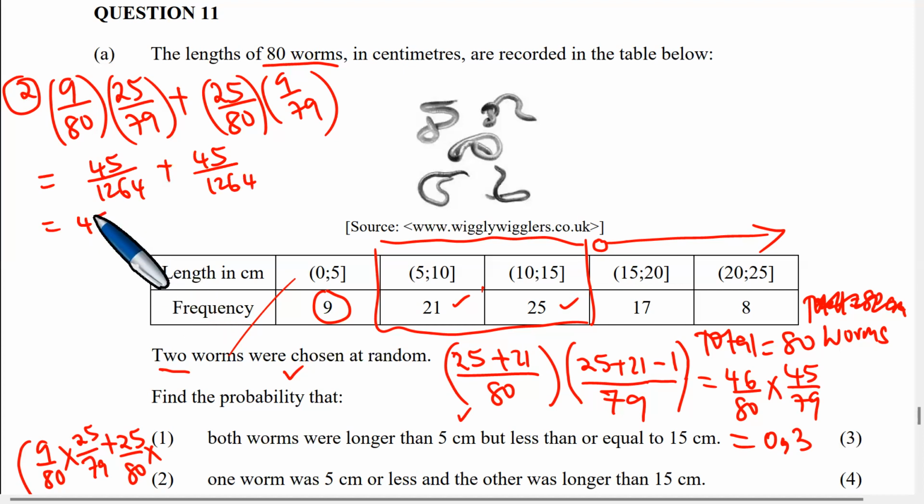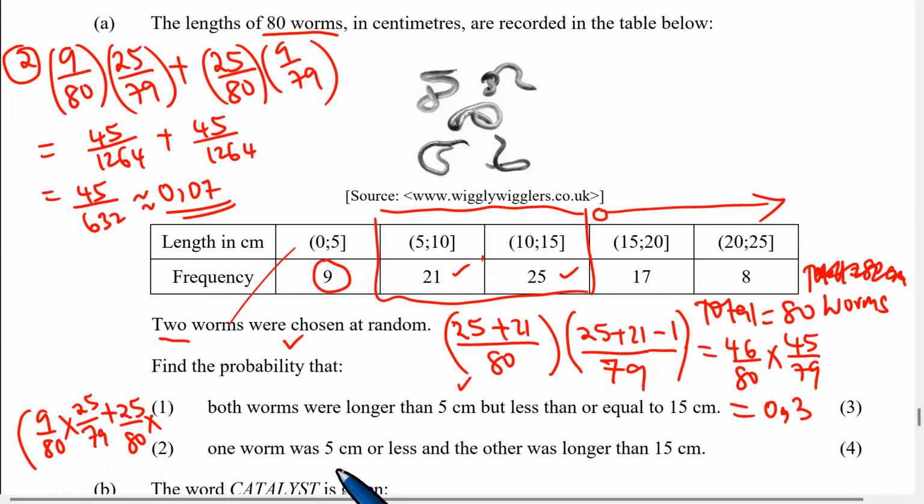Adding everything is 45 divided by 632, which is approximately 0.07. So that is the answer. So now it's about one worm was less than 5. One worm was 5 or less, and the other worm was okay.